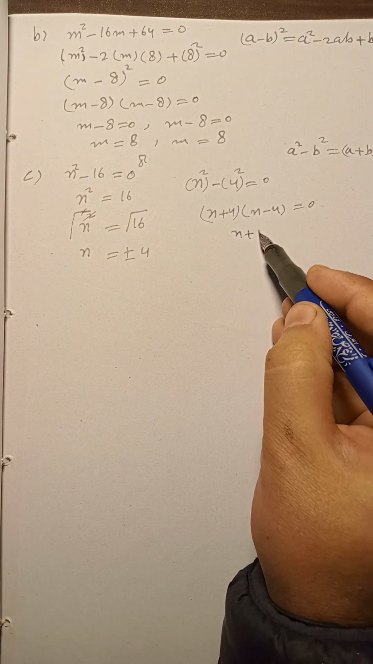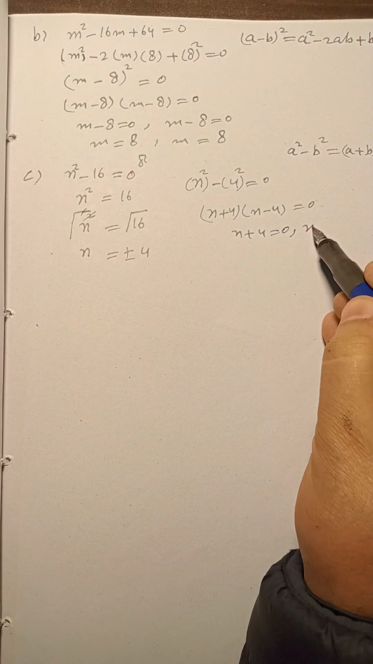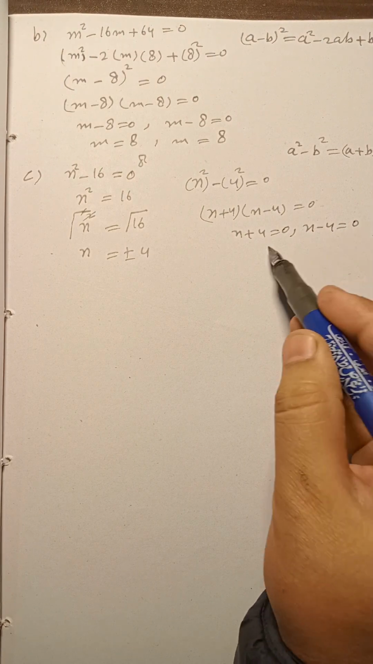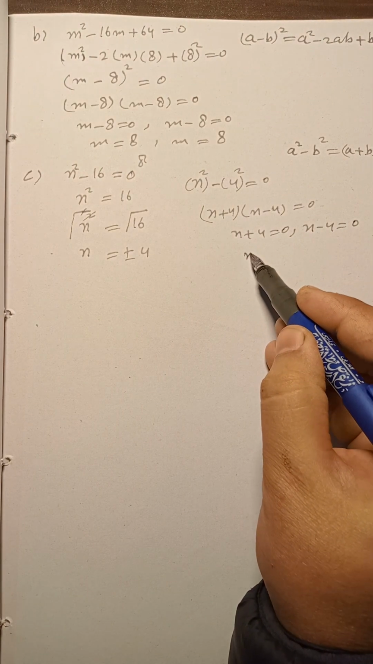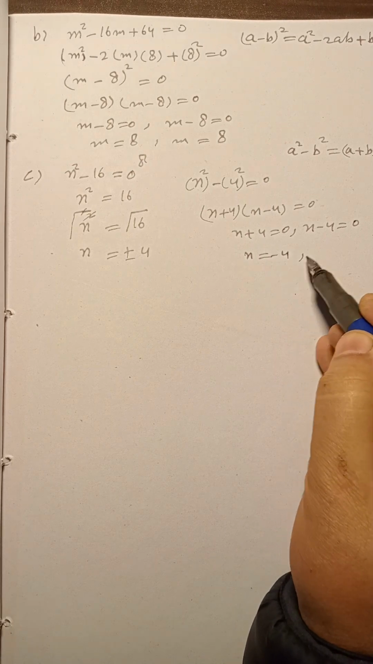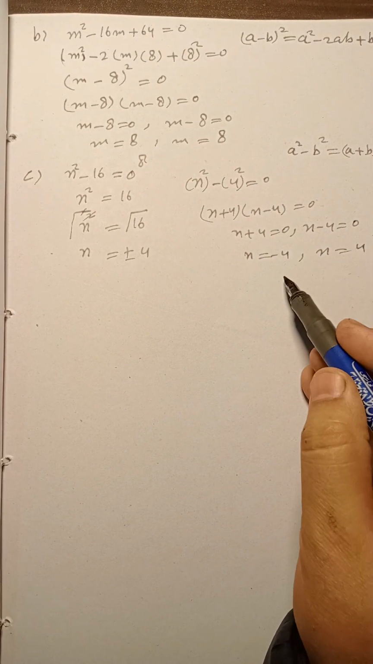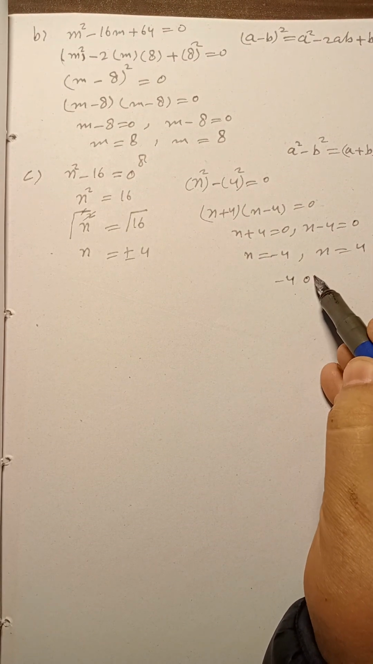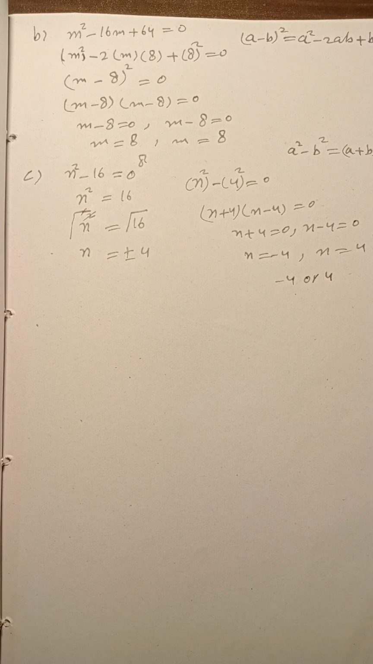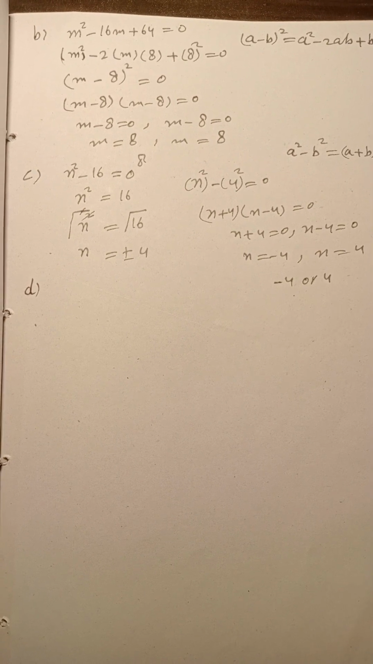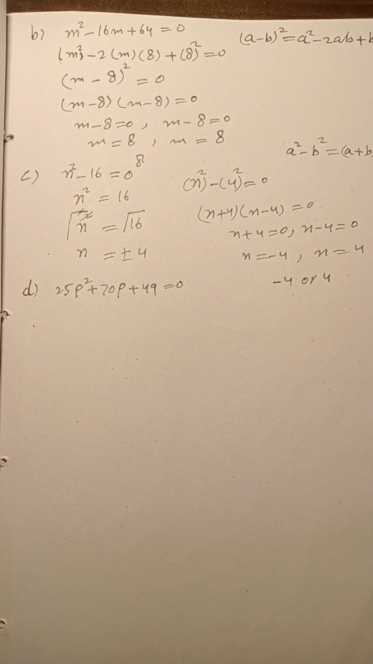Write n plus 4 is equal to 0 or n minus 4 is equal to 0. Now n is equal to minus 4 here and n is equal to 4 here. So minus 4 or 4 is our answer in this case. You can follow any method. See this part.